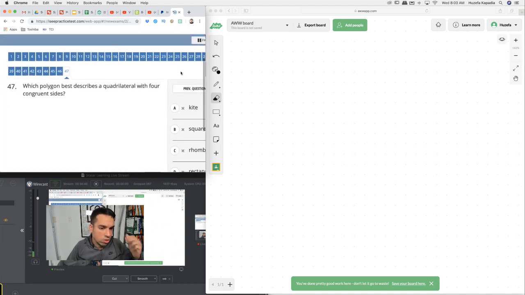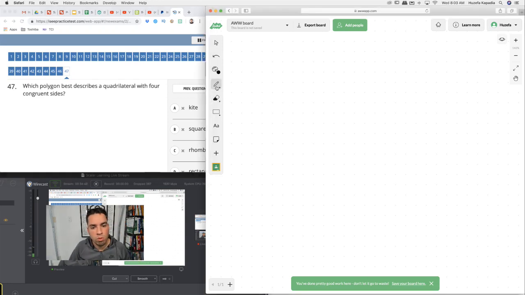Okay, which polygon best describes a quadrilateral with 4 congruent sides? First of all, you got to know what congruent means. Congruent means basically just think of it as equal, okay? And what they're describing, since I have some time, I'll draw it out. What they're describing is a rhombus that has 4 equal sides. It looks like a diamond.